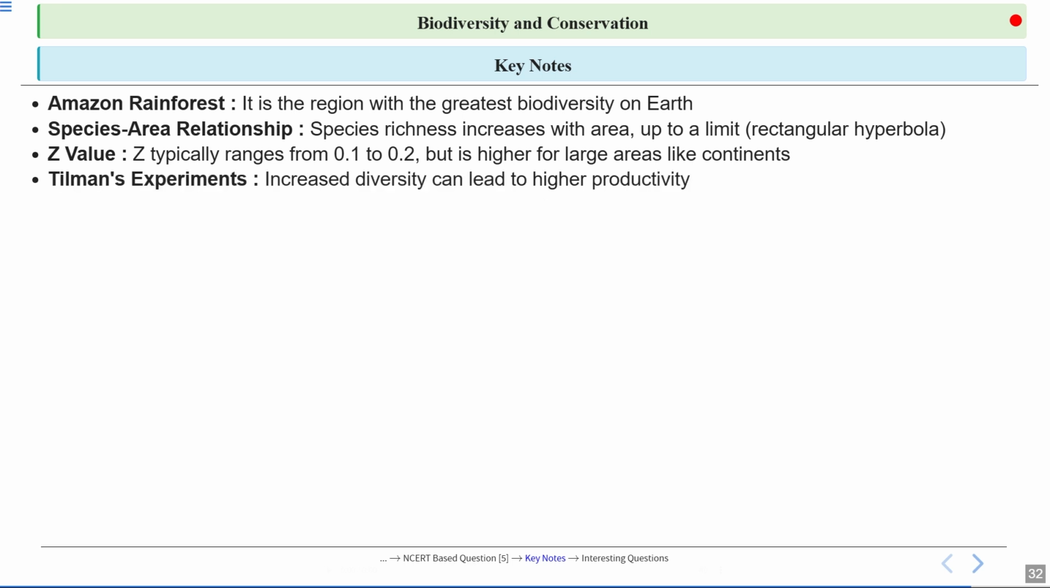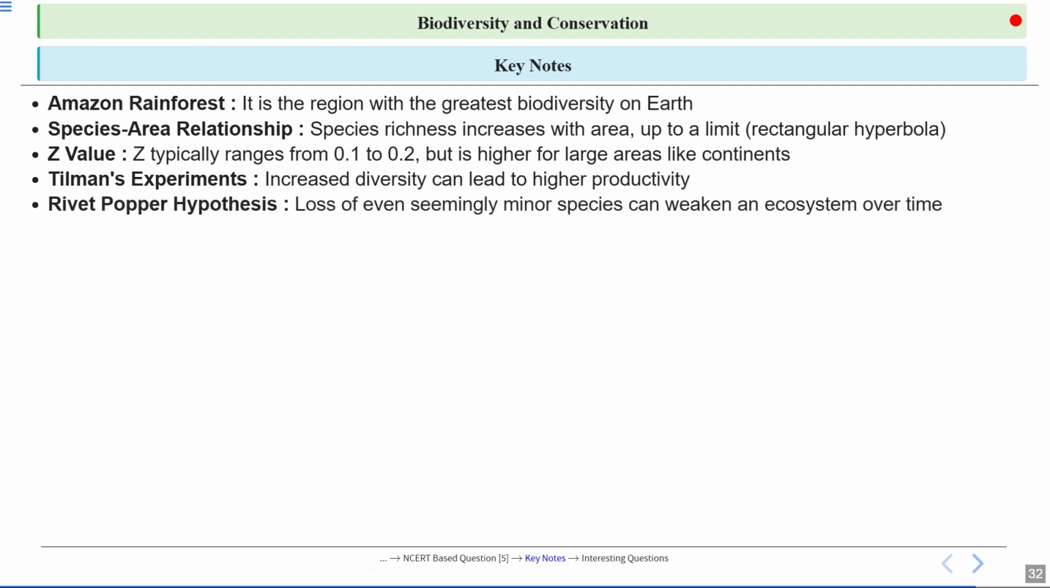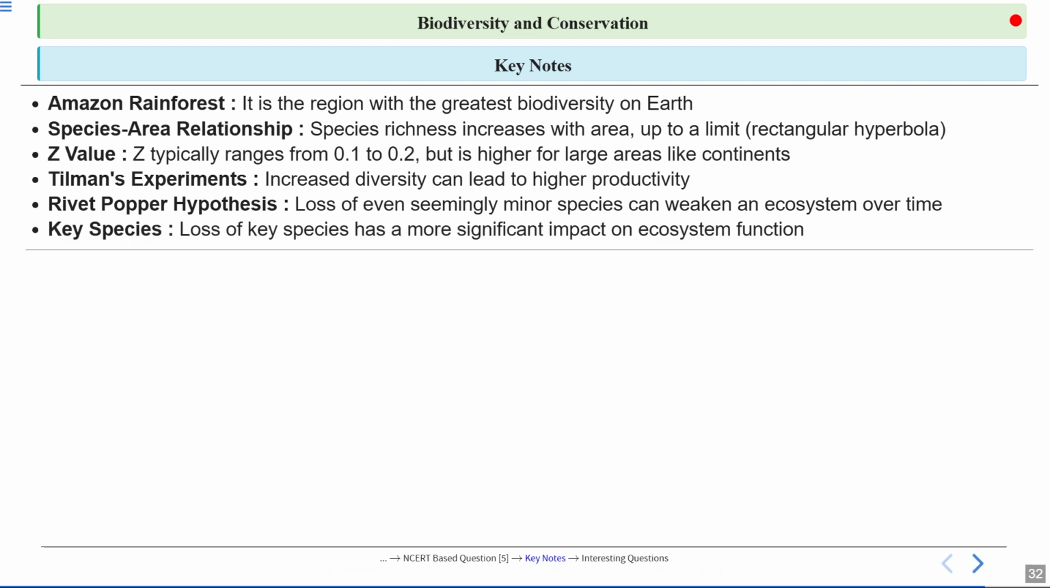Now Tilman's experiment. Tilman showed that when you have more different species in an area, the ecosystem tends to be more productive and more stable. Then the rivet popper hypothesis. This idea compares an ecosystem to an airplane held together by many rivets. We also talked about key species. Some species play a much bigger role in keeping the ecosystem stable. If we remove these keystone species, the ecosystem will collapse early because a lot of species are dependent on them. That is known as the key species.